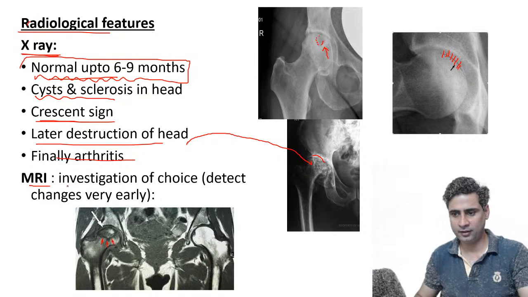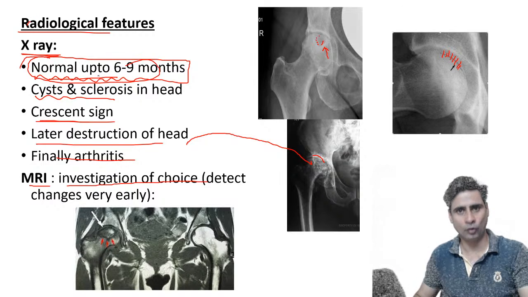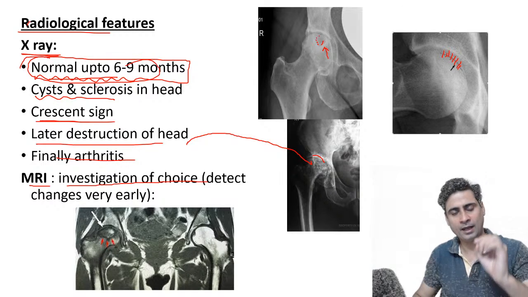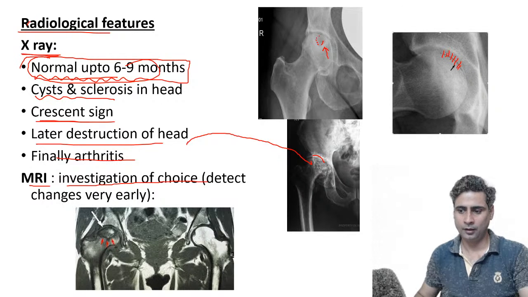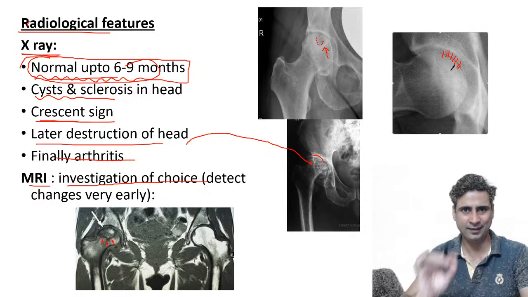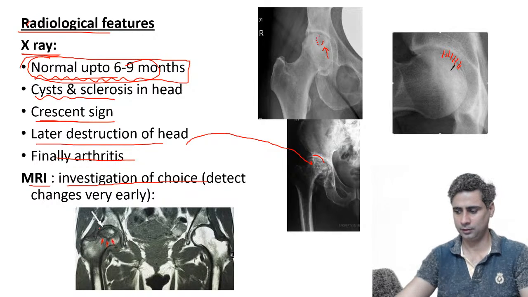MRI is the investigation of choice always, because during the first 6 months X-ray may be normal, but MRI can detect avascular necrosis at that time also. So here you can see avascular necrosis. This is the line of demarcation between normal bone and the avascular area. So MRI is the investigation of choice.